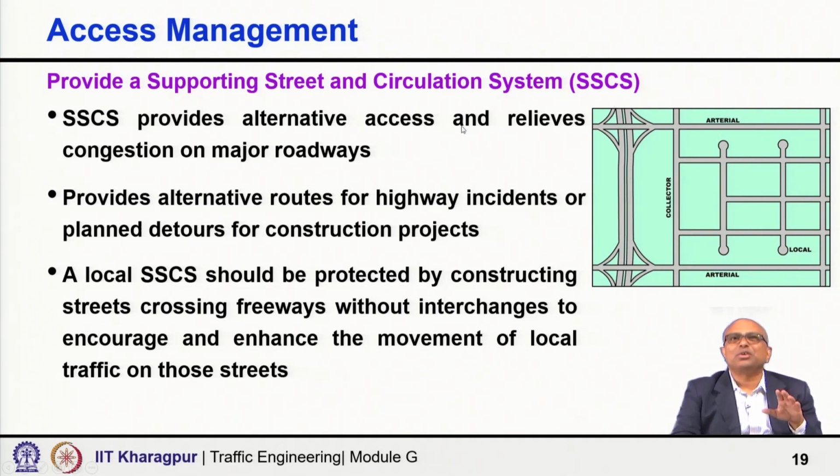SSCS provides alternative access and relieves congestion on major roadways, and provides alternative routes for high incidence or planned detours for construction projects. Suppose somewhere the capacity is reduced and the road is blocked, then this can be used as an alternative only in such cases. And a local SSCS should be protected by constructing streets crossing the freeway without interchange.